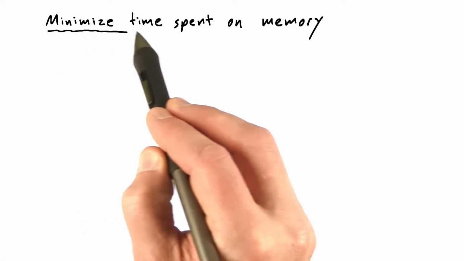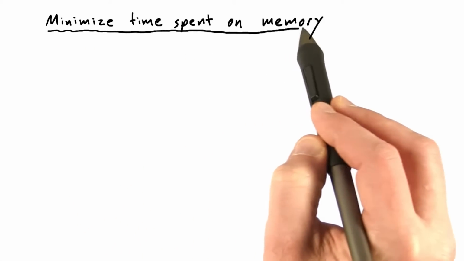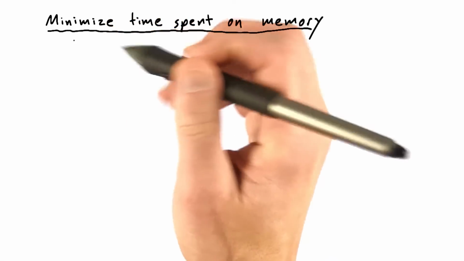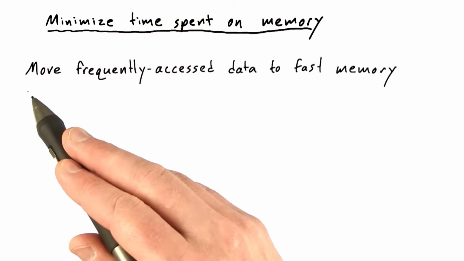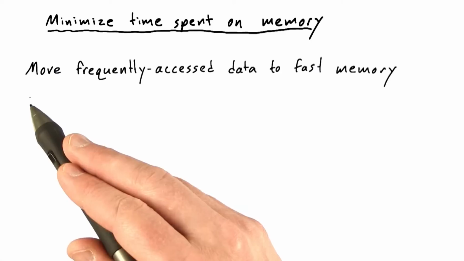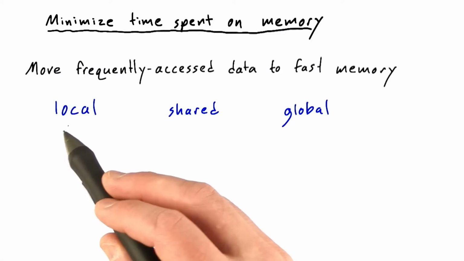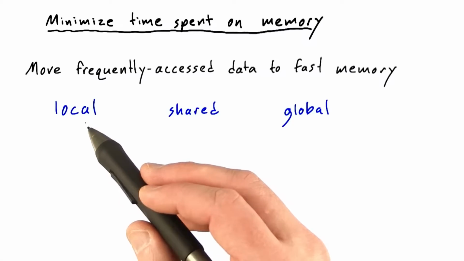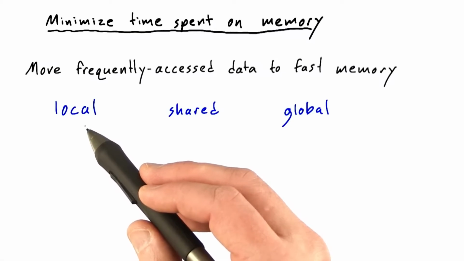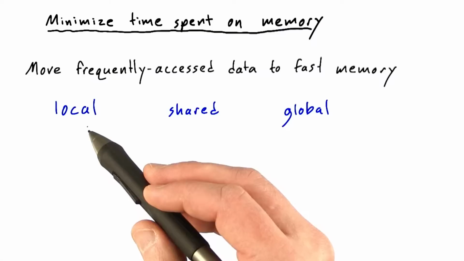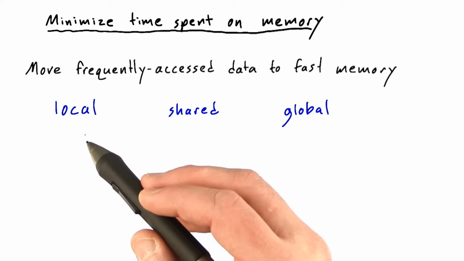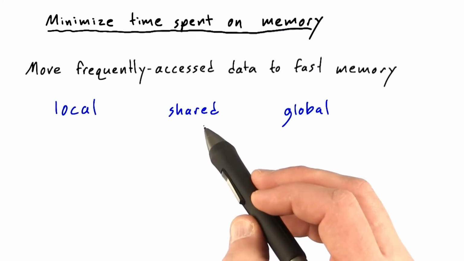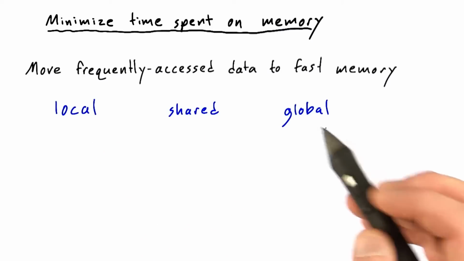So let's talk about ways to minimize time spent on memory accesses. The first strategy to think about is move frequently accessed data to fast memory. We've talked about the memory spaces available to the GPU. There's local memory, which represents the given thread's private variables, local variables, parameters, things like that. There's shared memory, shared by a thread block, and there's global memory, shared by all the threads.